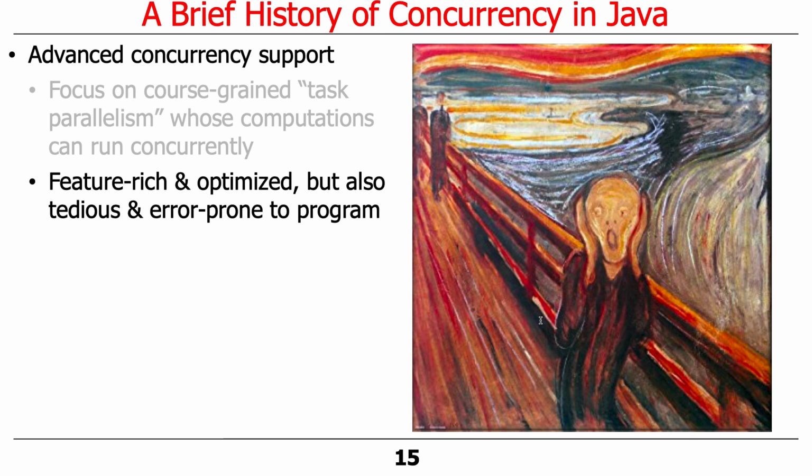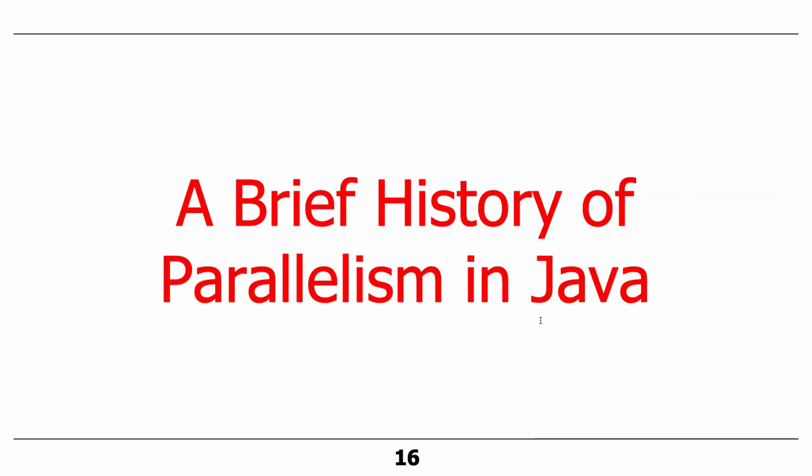Having said that, it's worth learning those features because they are essential to being considered a modern concurrency-enabled developer. So that was concurrency. Let's talk about parallelism now.